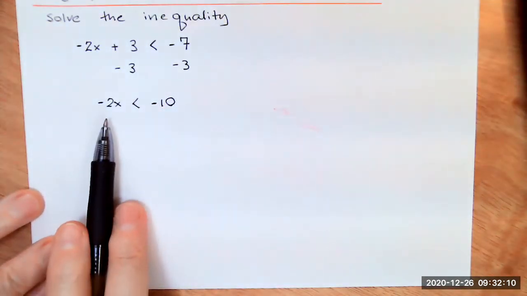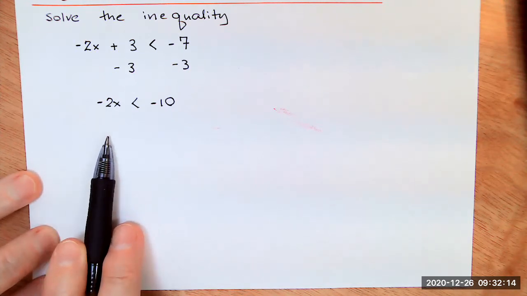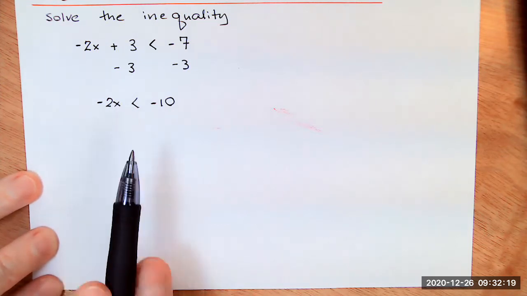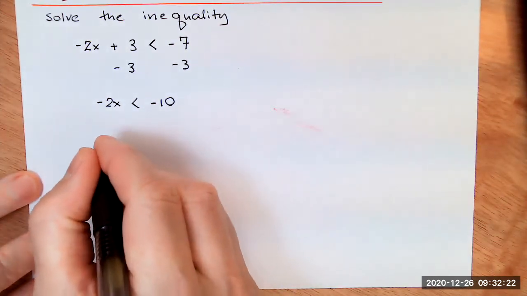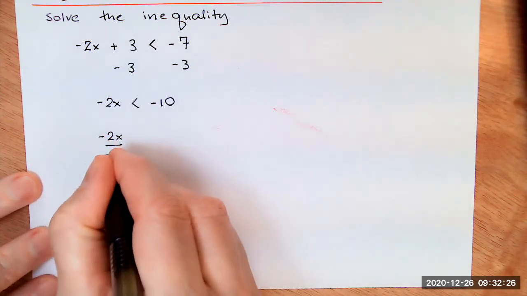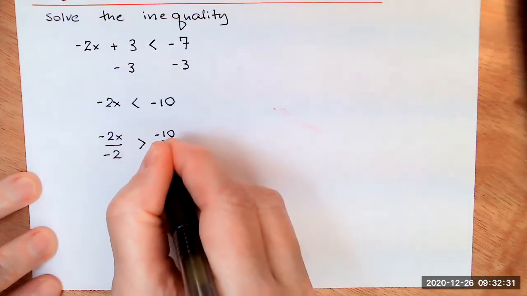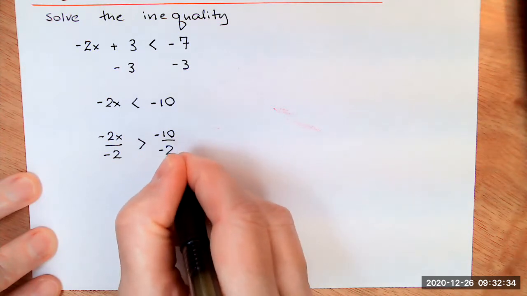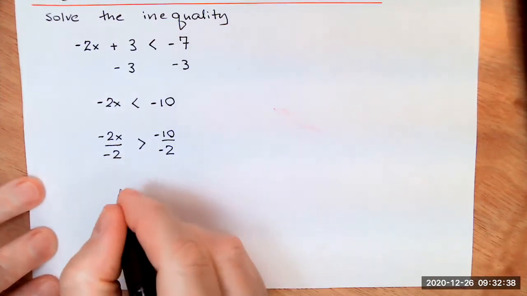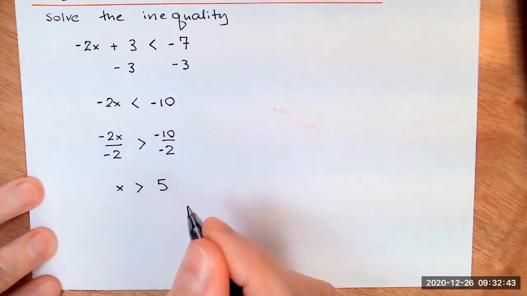And now I have to divide both sides by -2. So I'm not just going to write that underneath there, because dividing both sides by a negative will change the sign of the inequality. So I'll write that on a separate line just so I don't get mixed up. So it changes from a less than to a greater than. We get x is greater than 5.